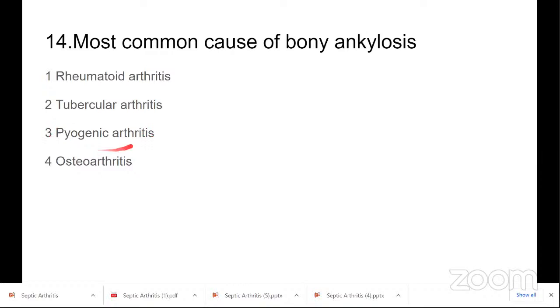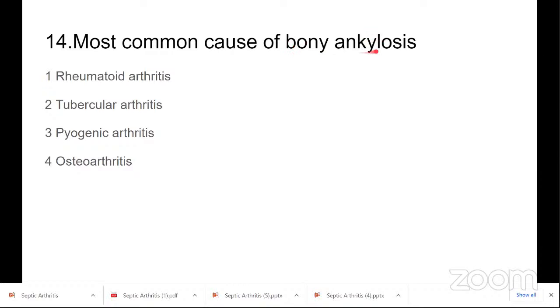Pyogenic arthritis or septic arthritis causes bony ankylosis. What is ankylosis? Ankylosis is fusion of the joint. There is absolutely no movement of the joint because of destruction. So ankylosis can be bony or fibrous. I will tell you certain subtle, important differences between bony ankylosis and fibrous ankylosis. Bony ankylosis is painless, with absolutely no movement. Fibrous ankylosis is painful and there is some jog of movement.